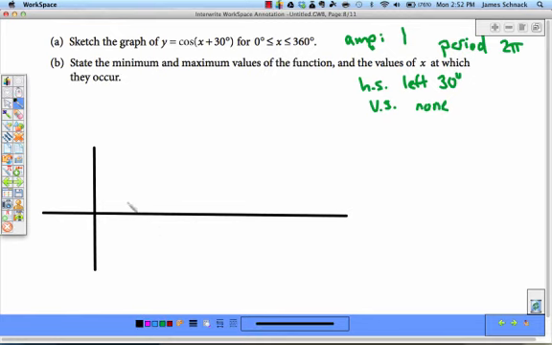So let's scale our axis. 1, 2, 3, 4. That's 360. That's my period. And since I'm in degrees, I probably don't want to call the period 2 pi. I want to call it 360 degrees. So this would be 180. This would be 90. This would be 270.